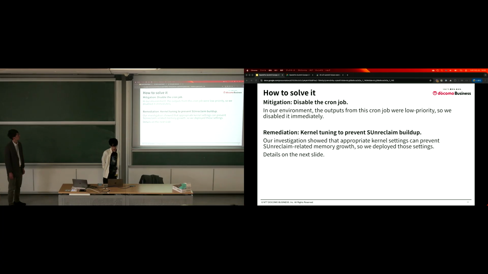To solve this issue, we implemented two solutions. First, as a mitigation, we disabled the offending cron jobs. In our environment, we do not need to output continuously, so we stopped it immediately. Second, as a remediation, we eliminated the root cause by adjusting specific Linux kernel settings. I will explain those changes on the next slide.